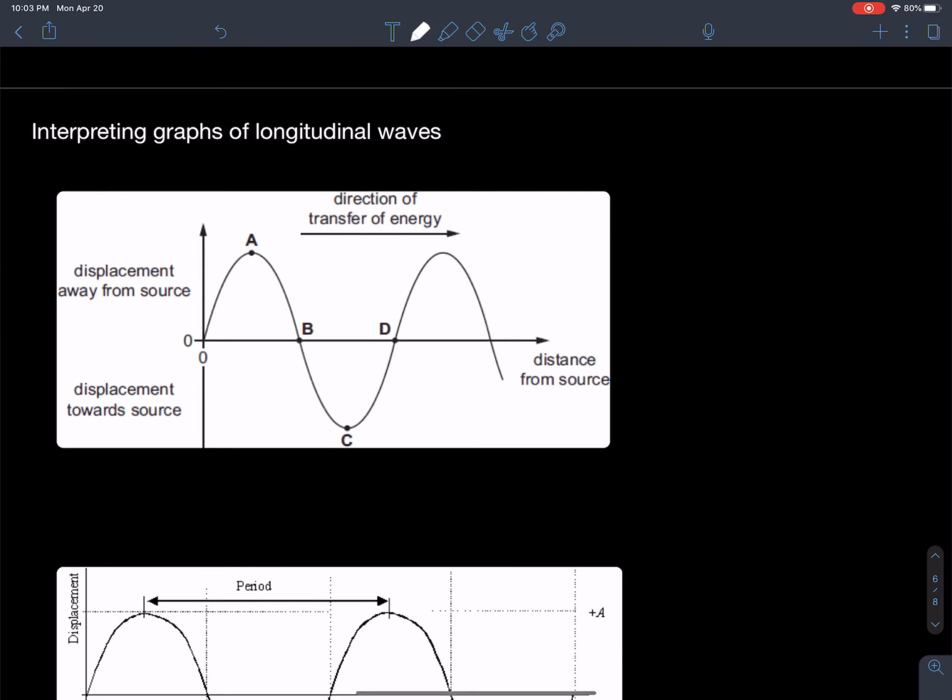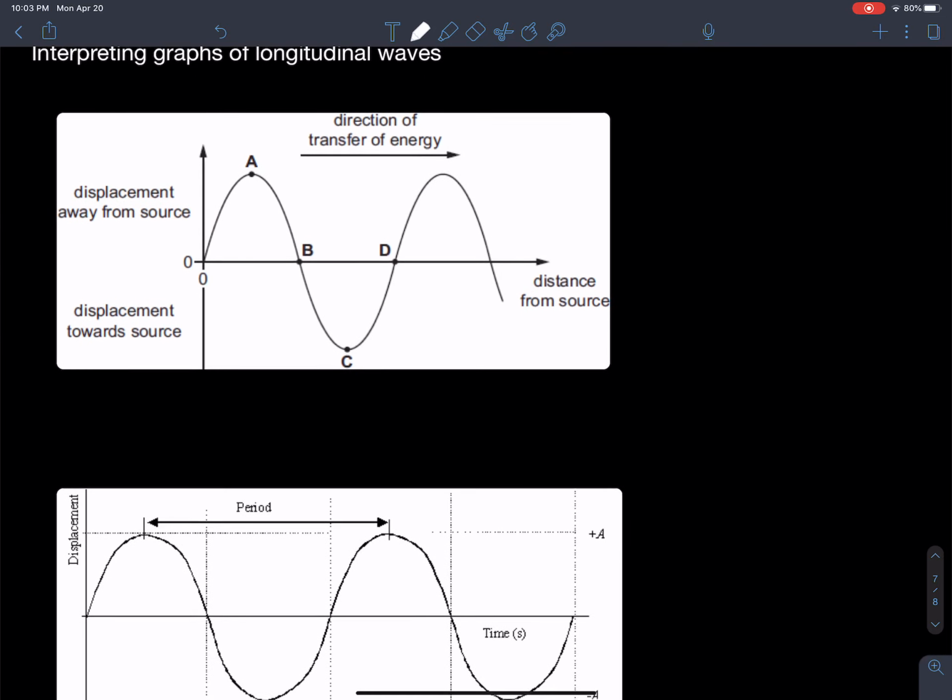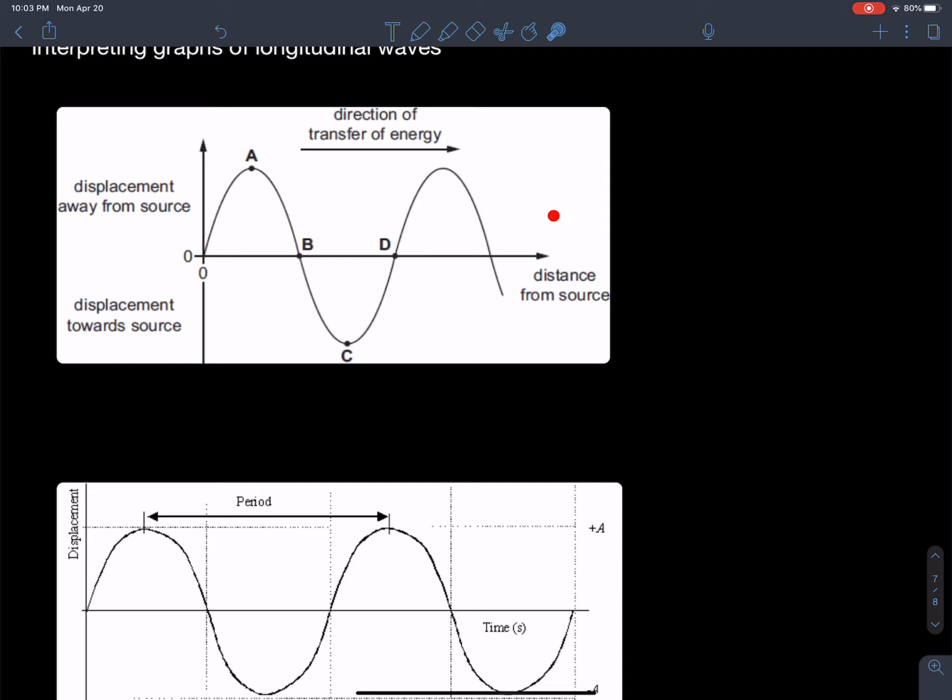All right, interpreting graphs of longitudinal waves, same thing. The first graph that you're going to get is displacement away from the source and displacement towards the source. Remember, this isn't like a wave that's moving up and down. This is a wave that's moving parallel with the direction of propagation of energy. That's what it says right over here. So that displacement is in the same direction, moving away from the speaker.